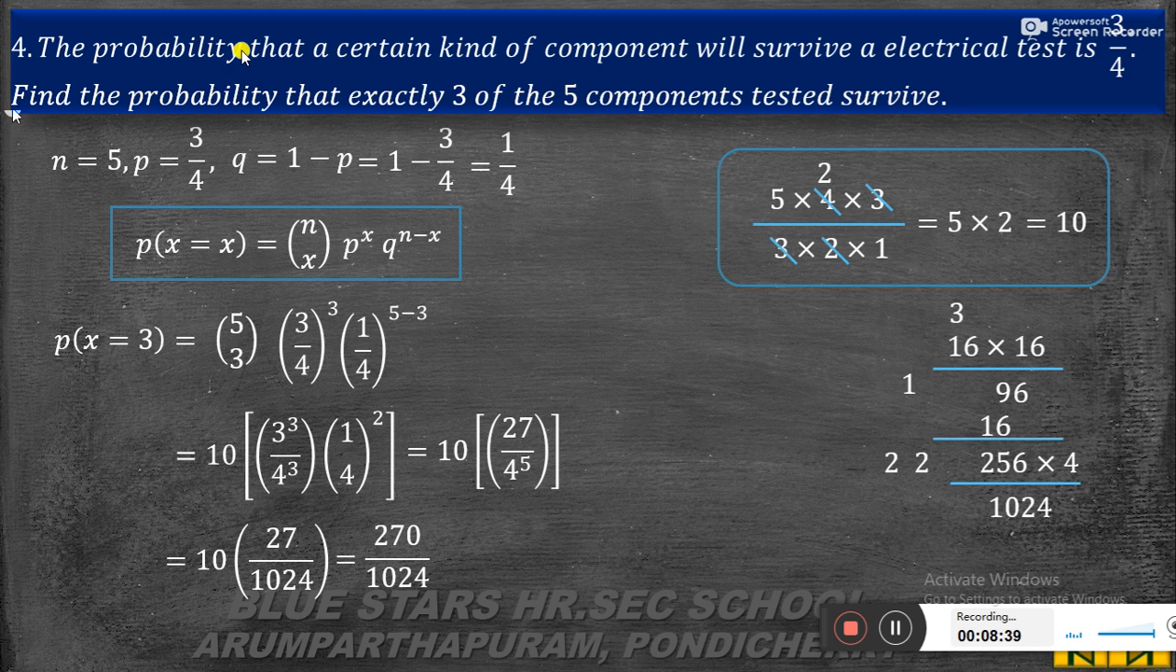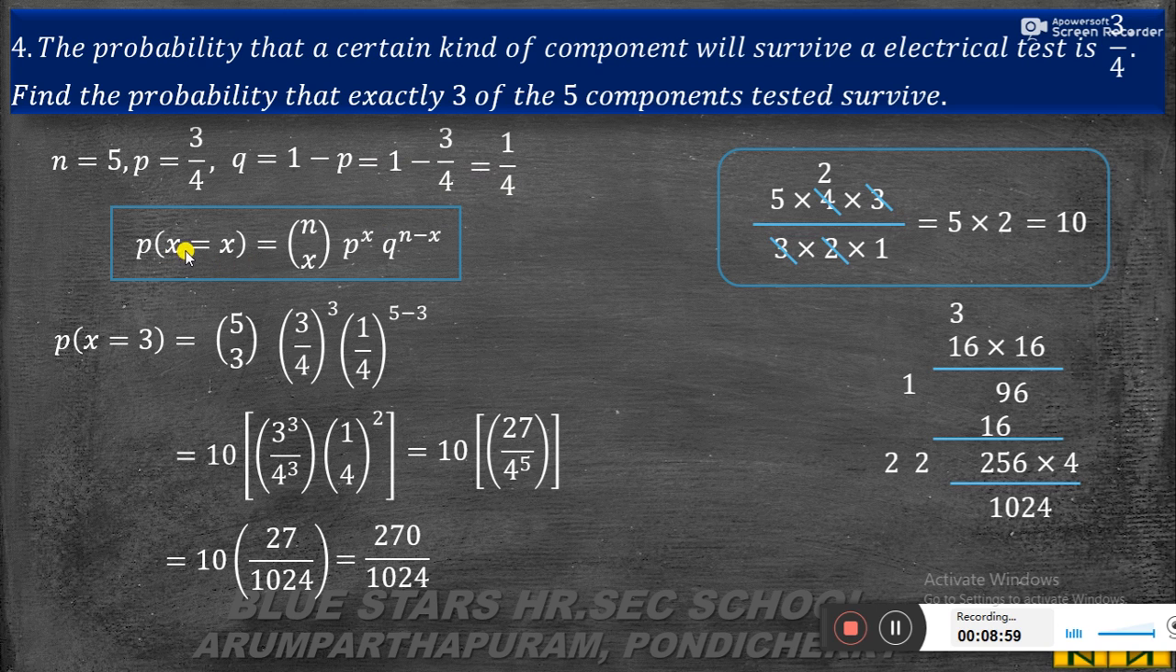So you see here, that means 5 components in total. So n equal to 5. Next, the probability that the component survives is 3 by 4, so p equal to 3 by 4, q equal to 1 minus p. 1 minus 3 by 4, we are just doing the cross multiplication, 4 minus 3, 1 by 4. So q equal to 1 by 4.